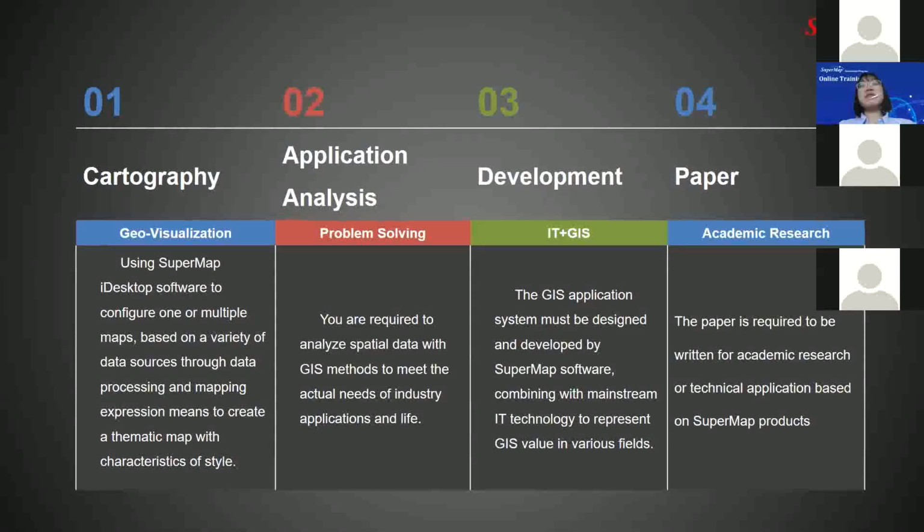And the third one is a development group, which can improve your skills in the integration of IT and GIS. You should build a GIS application system, and of course the system must be designed and developed by SuperMap software. You also can combine some mainstream IT technology like UI, mobile or big data, to represent more GIS value in different fields. So that's the group. A group is a paper group.